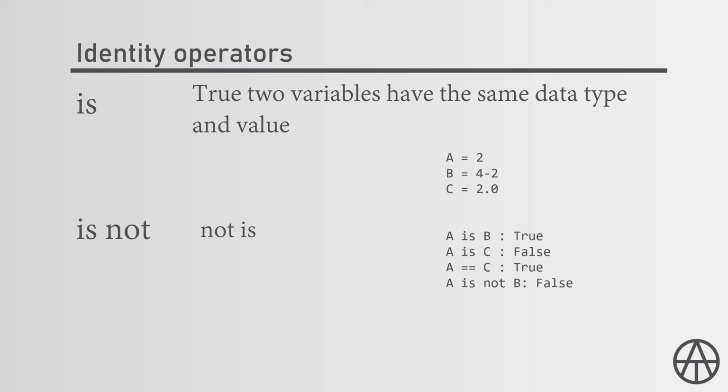a is not b is going to result in false because, well, as you see in the first line, a actually is b. So the not of true is going to be false.